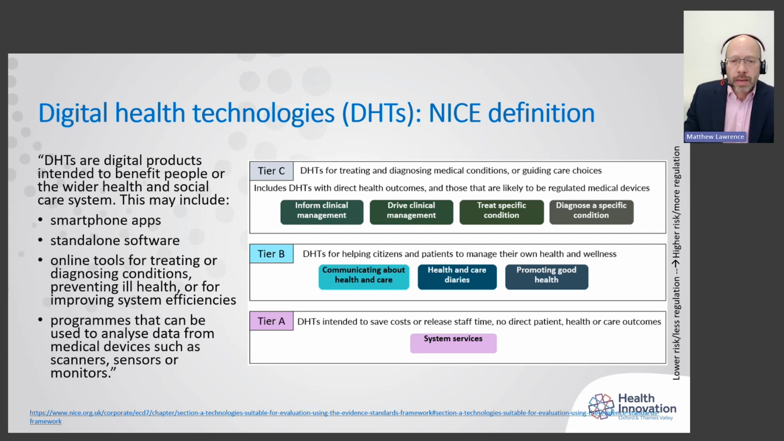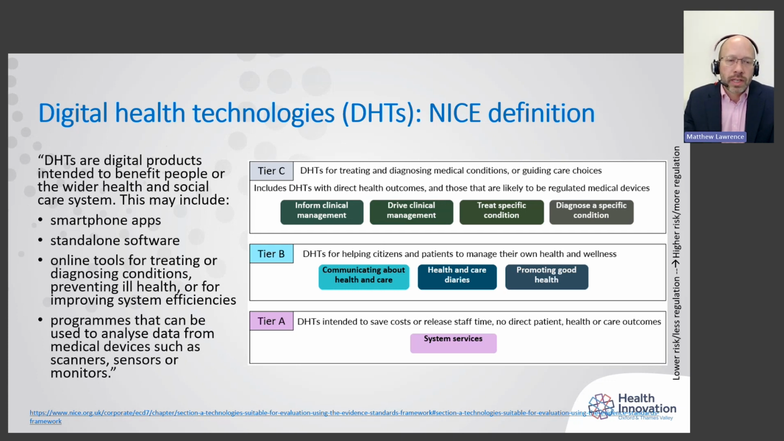The next tier is stepping up a little bit, and is really about helping citizens and patients manage their own health and wellness. If you think about going to the NHS app or any of the online repositories of information where you do a diagnosis or symptoms search, that'd be that. So communicating about health and care diaries. So people just writing things down with no transactional element to it, going to a clinician, just logging information, or promoting good health, general well-being things. These are a little bit more risky, but not too highly risky.